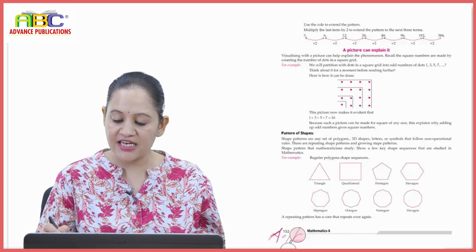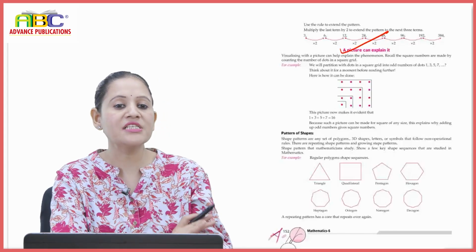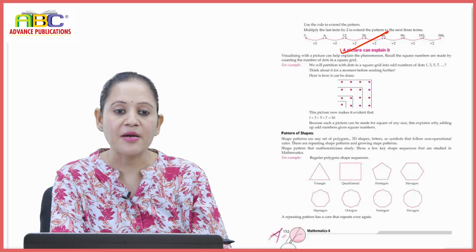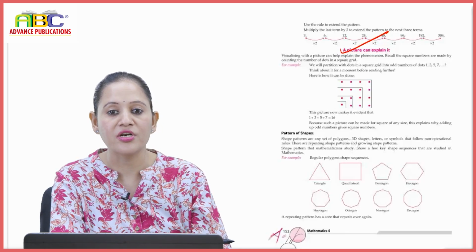Next, a picture can explain it. Visualizing with a picture can help to explain the phenomenon. Recall that square numbers are made by counting the number of dots in a square grid. For example, we will partition these dots in the square grid onto the odd numbers.